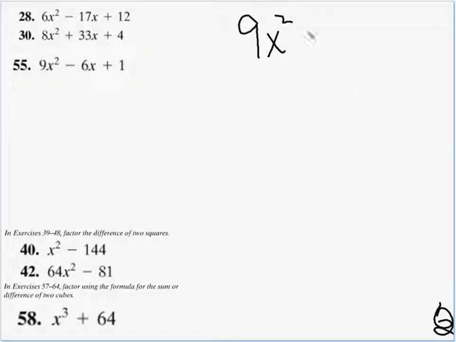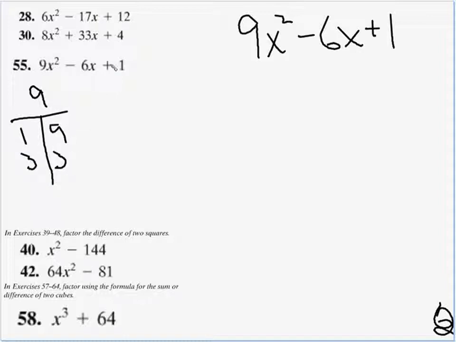And finally, 9x squared minus 6x plus 1. And the factors of 9, 1 and 9, 3 and 3. Factors of 1, it's got to be 1 and 1. So this one might need a little guess and check, but we should be okay. We know this is a 1 and a 1.